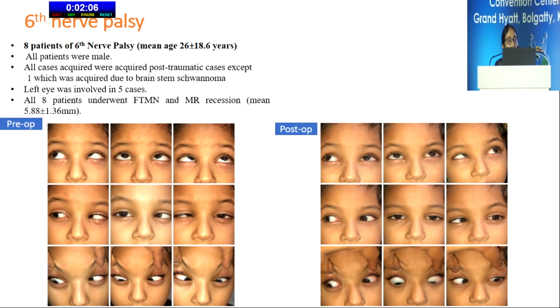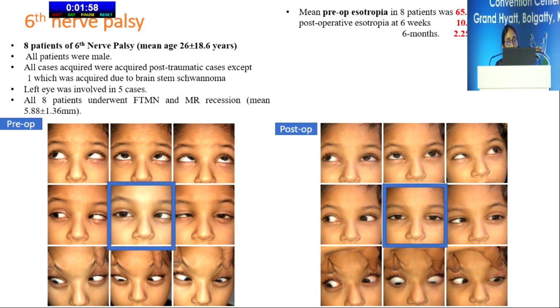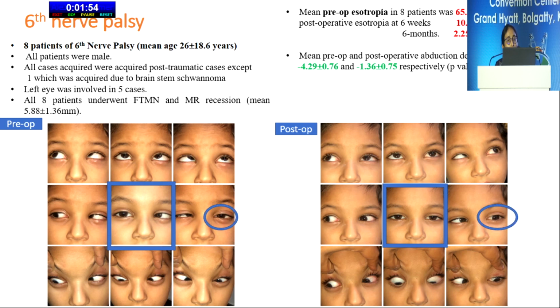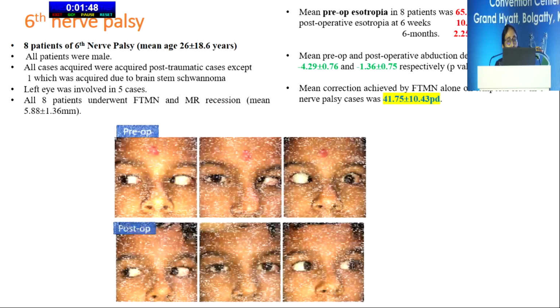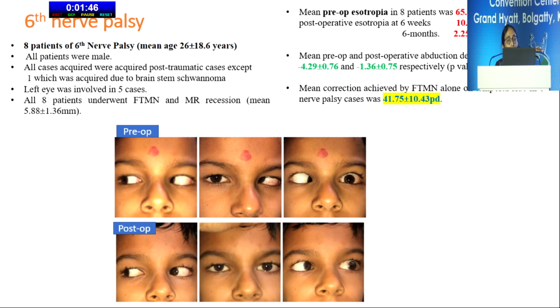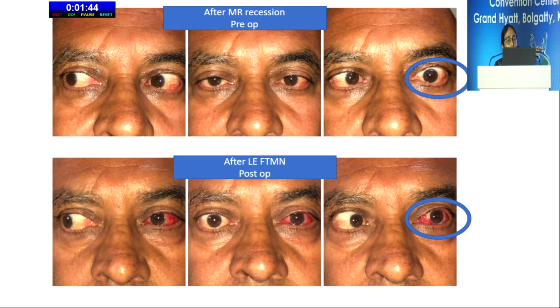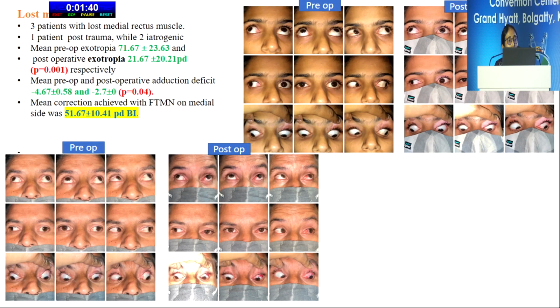Then we had 8 patients of 6th nerve palsy. All patients underwent this procedure along with MR recession. Mean pre-op esotropia improved from 65 to 10 prism diopters at 6 weeks and 2.25 at 6 months. Mean pre-op abduction improved from -4.29 to -1.36. Mean correction achieved on the temporal side was 41.75 prism diopters. These are the photographs of other patients showing improvement in abduction. Then there were 3 patients of lost muscle.